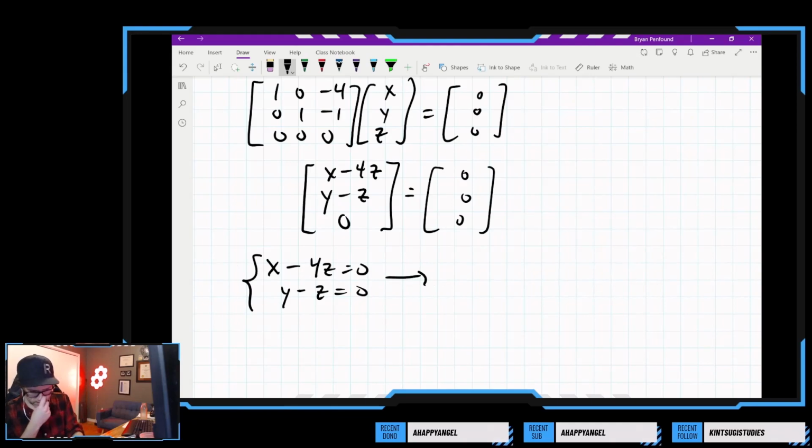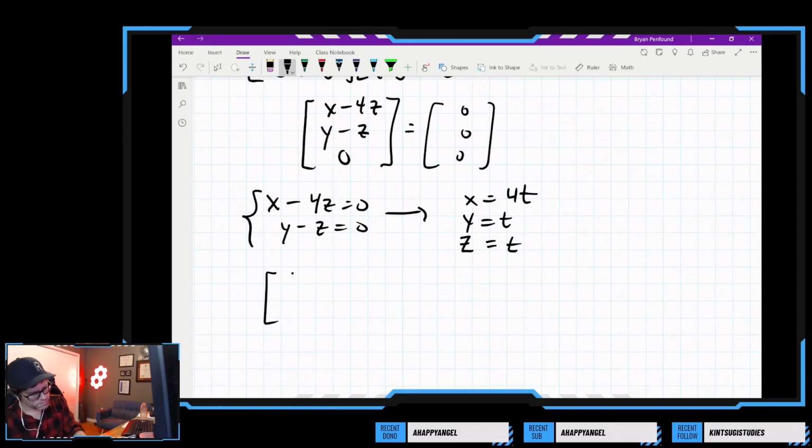Now, typically in this situation, we introduce an extra parameter, so we're going to set z equal to t, kind of like what we did above when we didn't have something to do with x. So we'll set z equal to t. That means that y is also going to be equal to t. We'll just move this z over to the right-hand side. And then x should be equal to 4t. We'll move the negative 4z over. So x is equal to 4t.